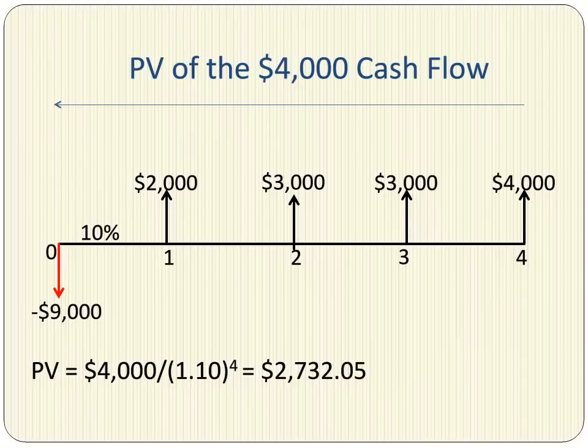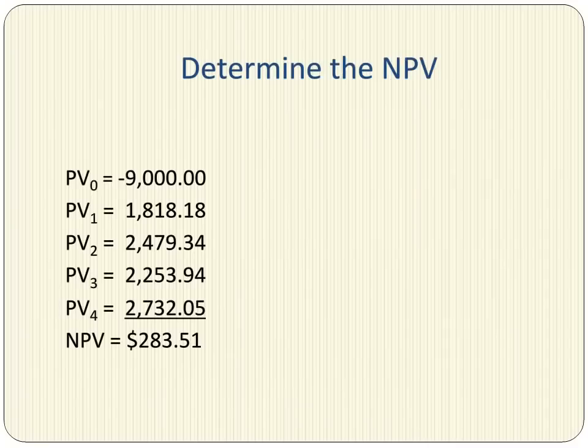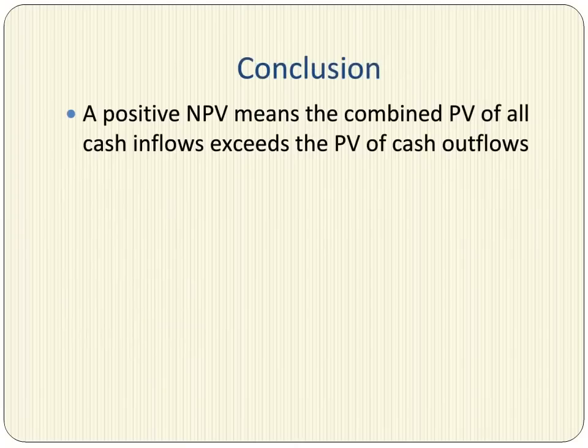The process of finding present values based on the future values is also known as discounting. So we have discounted all future cash flows at 10%. We now add up all the present values and determine the NPV to be $283.51. So what can we conclude from this example?